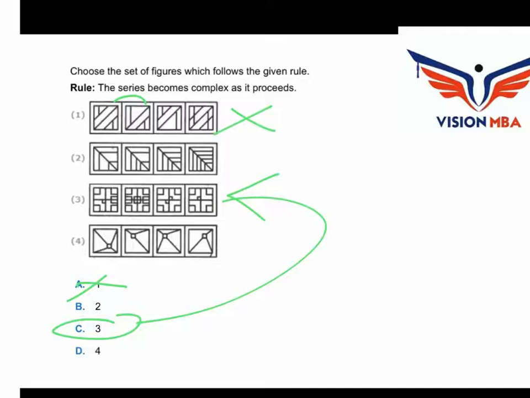Look at the sequence, guys. Of course it is becoming complex, but it's not going into a sequential form. That's the reason it is not the answer. Look at the change from 2 to 3 and 3 to 4. The amount of changes have been there.